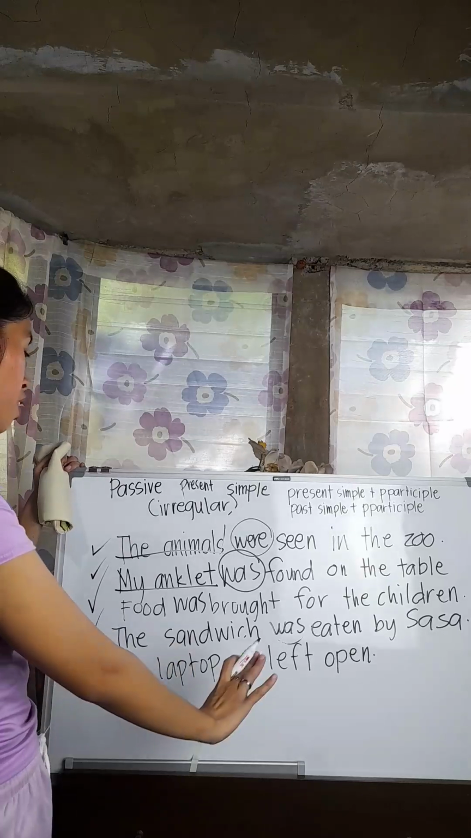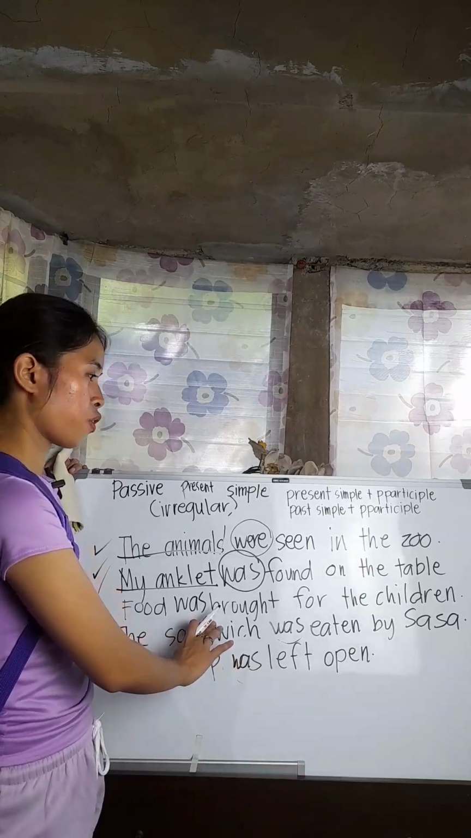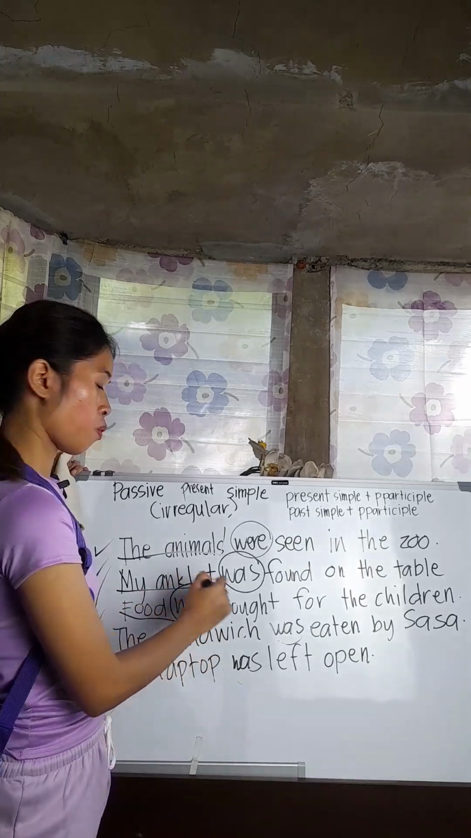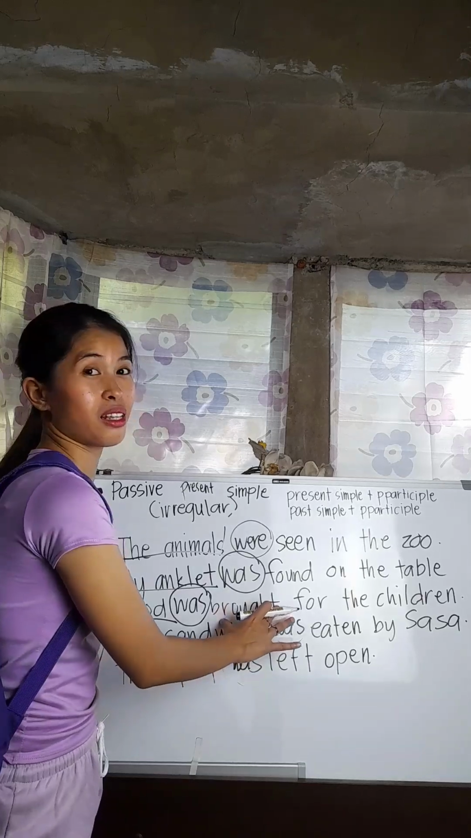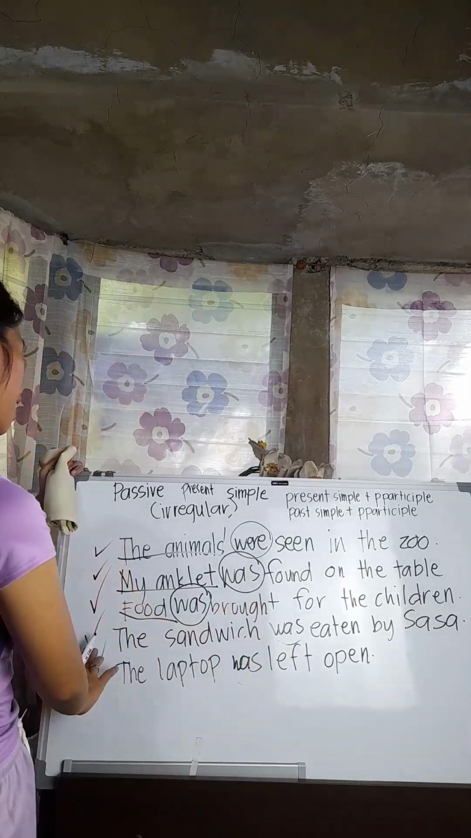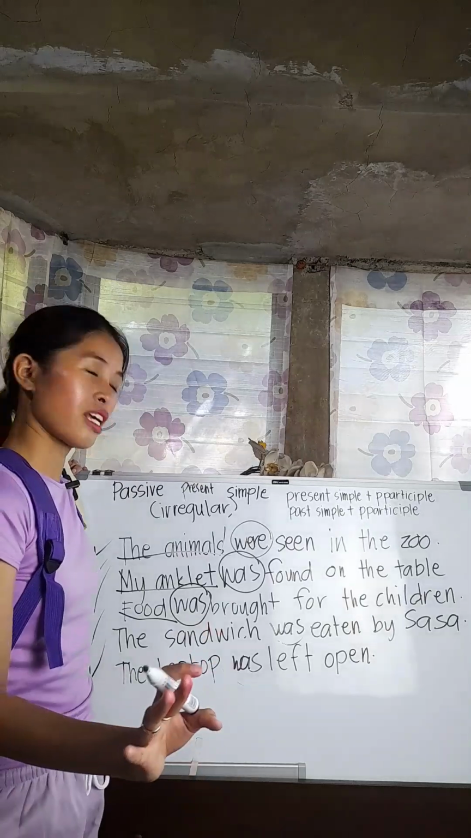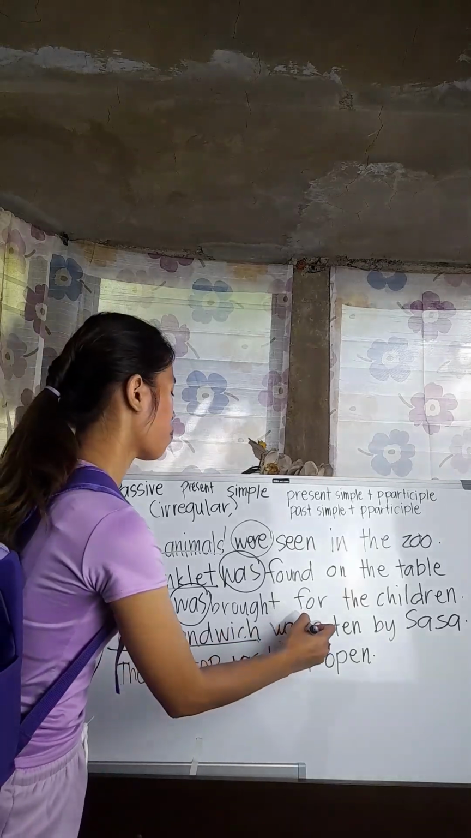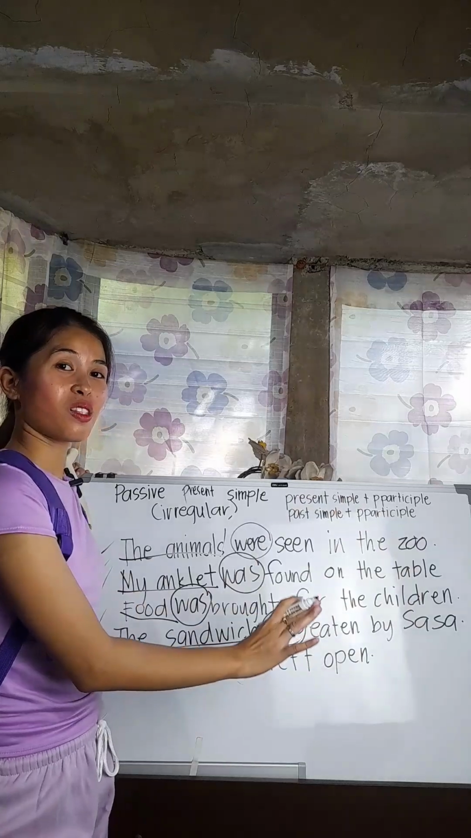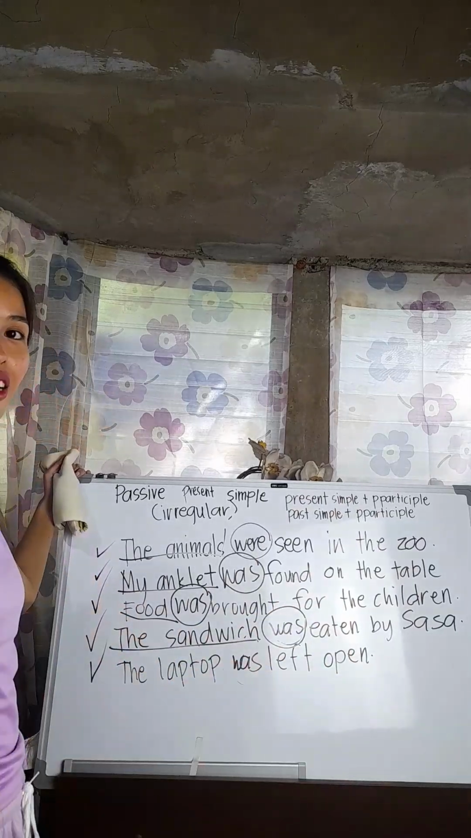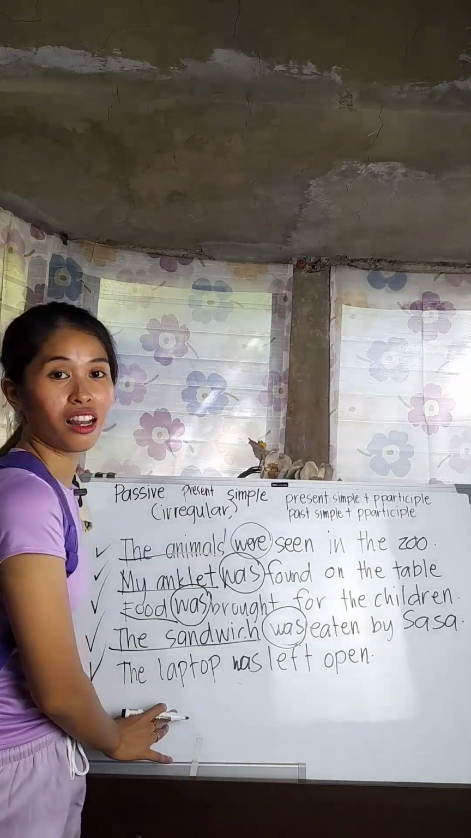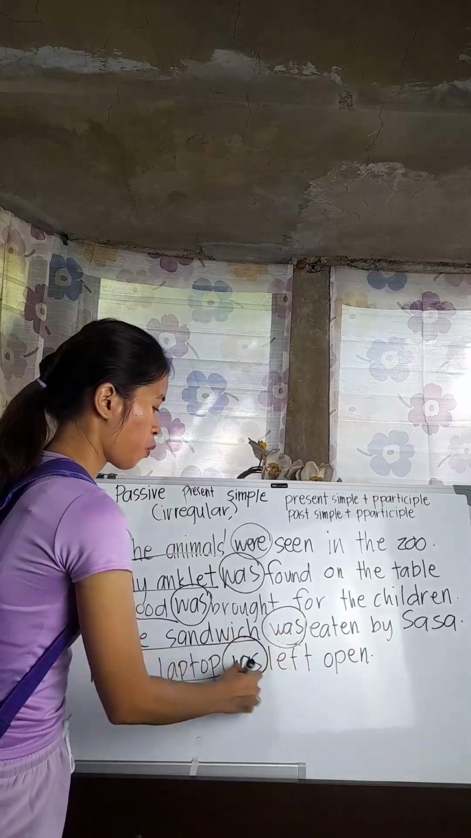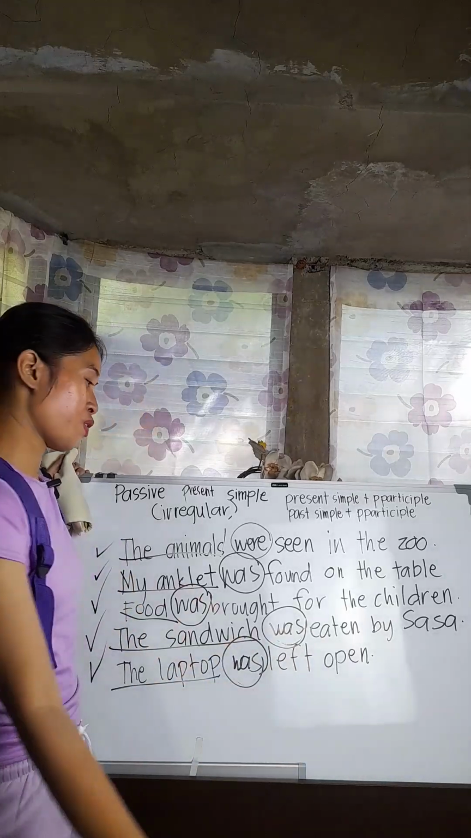For the eighth sentence, food was brought for the children. Food as the subject, past simple, was. Brought as the past participle. For the ninth sentence, the sandwich was eaten by Sasa. The subject here, the sandwich, past simple, was. Eaten as the past participle. For the 10th sentence, the laptop was left open. The subject here, the laptop, past simple, was, and the past participle is the word left.